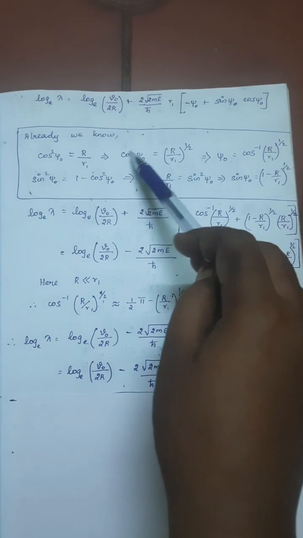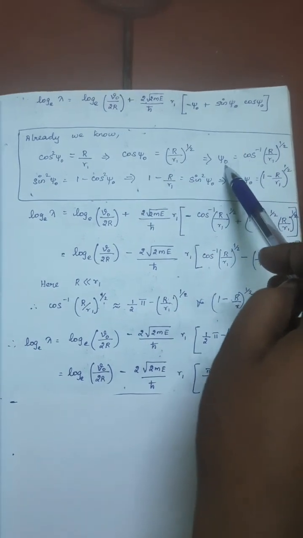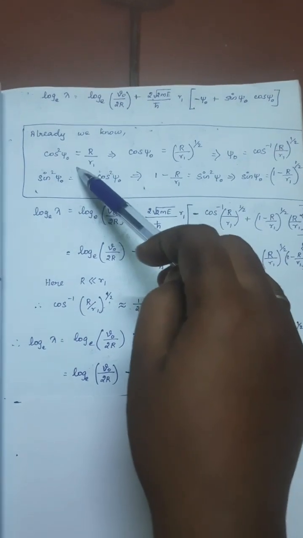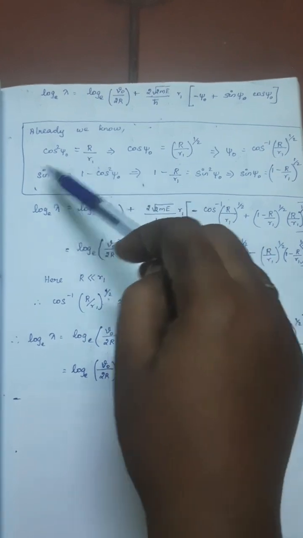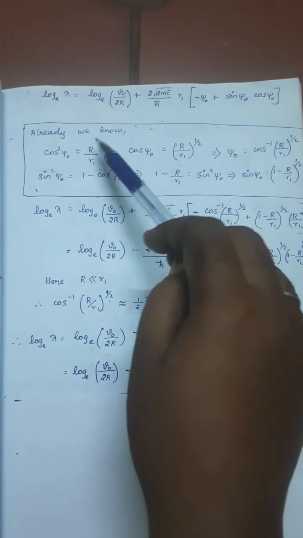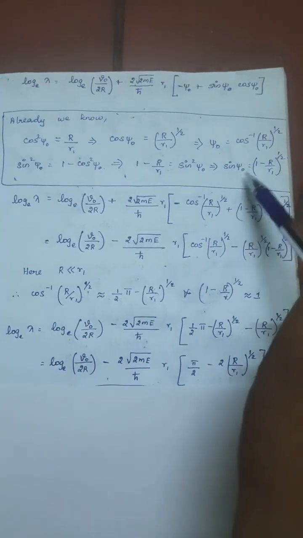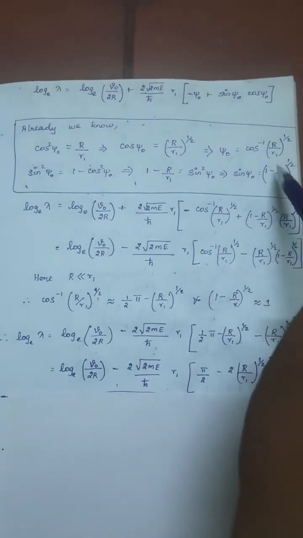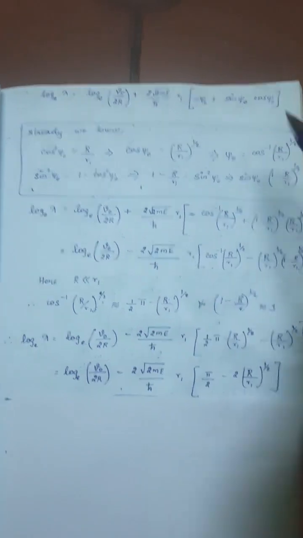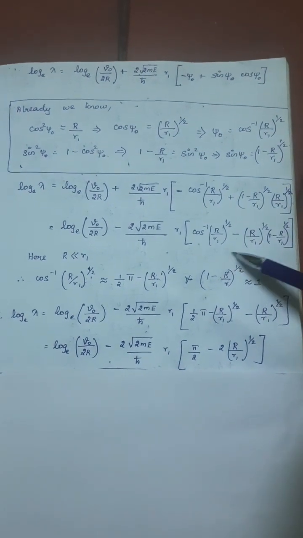In the same way, from this equation we have calculated sin psi naught. From the equation for cos squared psi, sin squared psi means 1 minus cos squared psi, so automatically 1 minus this term. From this equation we have calculated the sin psi naught. These values are substituted in the above equation, and finally we get the equation like that.